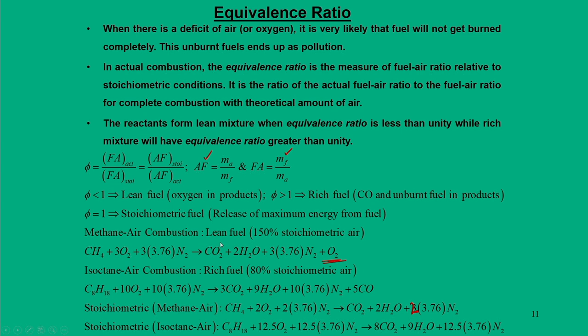Now, another scenario we can have is the rich fuel. When you have rich fuel, we will have carbon monoxide and unburnt fuel in the products. Let us see how it happens. If you consider the stoichiometric reaction of isooctane and air, that is another fuel, isooctane is the fuel, air is the oxidizer. In a balanced chemical reaction, it says C8H18 plus 12.5 O2 plus 12.5 into 3.76 N2 will give 8 CO2, 9 H2O, and 12.5 into 3.76 N2.